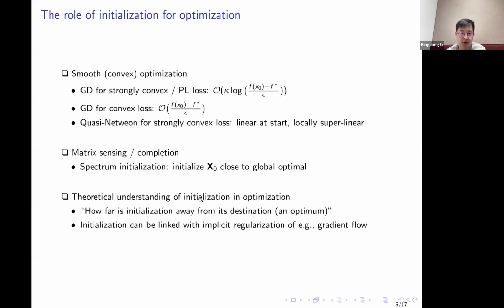So long story short, the theoretical understanding of initialization in optimization is limited and is mostly centered around how far my initialization is from its destination, right? And if this route is longer, I need more iterations to converge there.